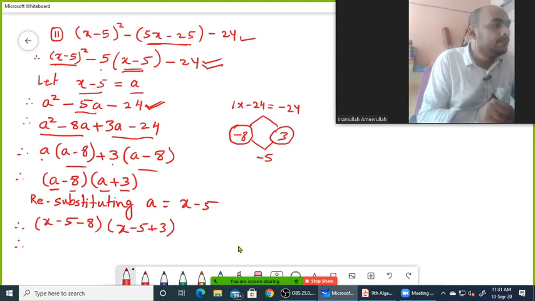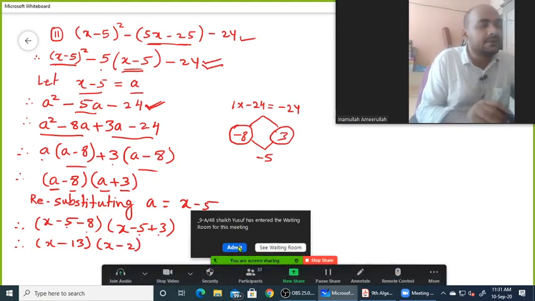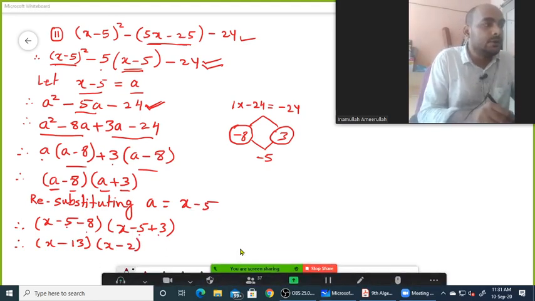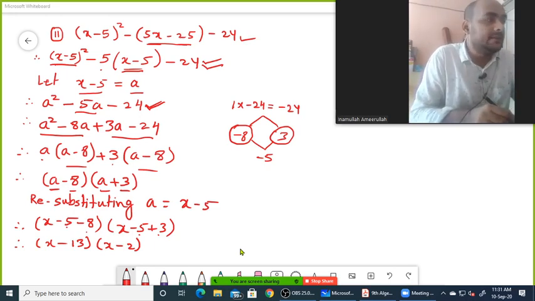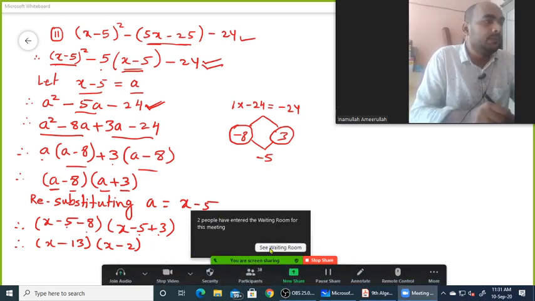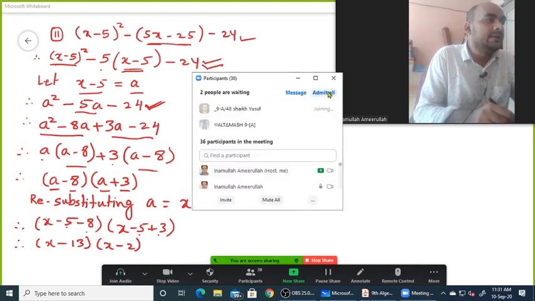Now x minus 5 minus 8 will give me x minus 13, so this is my first factor, and x minus 5 plus 3 will give me x minus 2, and this is my second factor. So these are the two required factors of the given polynomial, that is (x minus 13) and (x minus 2). Hope it is clear to everybody.